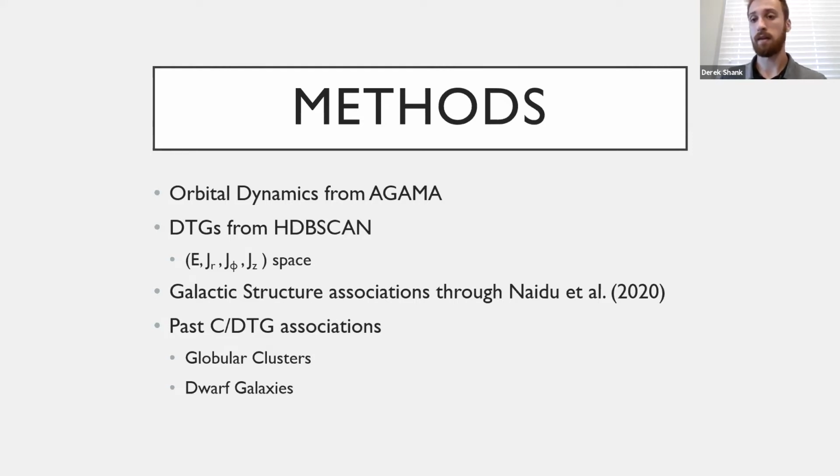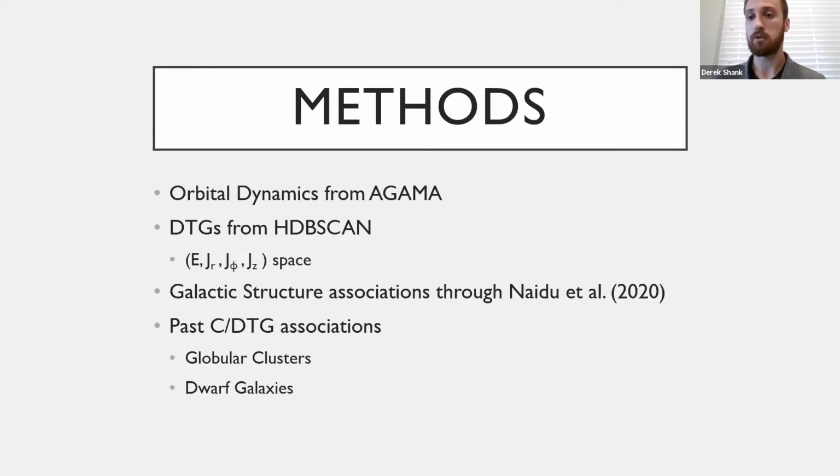Using these orbital kinematics that we get from AGAMA, we can create the CDTGs with an algorithm called HDBSCAN. It's a clustering algorithm that is nice because it doesn't look at the data with any underlying model, and it just clusters it according to its algorithm without assuming anything about the data. We look at this in the energy and cylindrical action space in order to make our clusters.